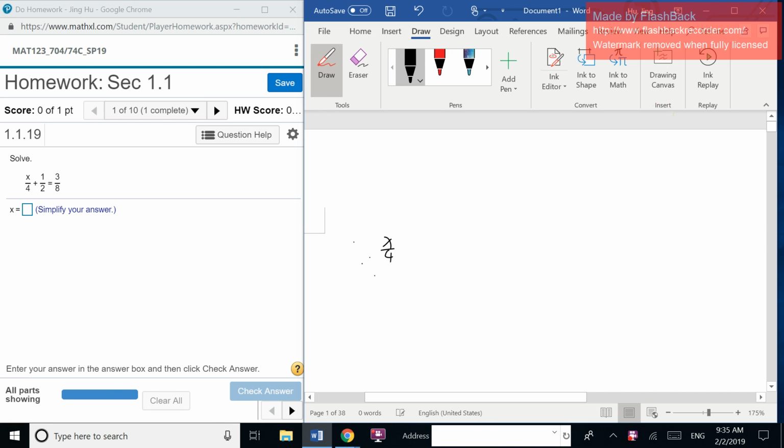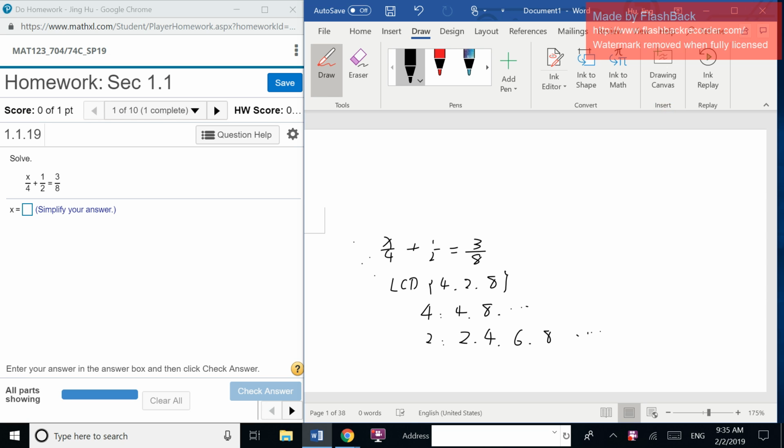Hello students, let's talk about my Math Lab homework 1.1. The first one is: solve the equation. So we need to get rid of the denominator. Find the LCD, the least common denominator, of 4 and 8.